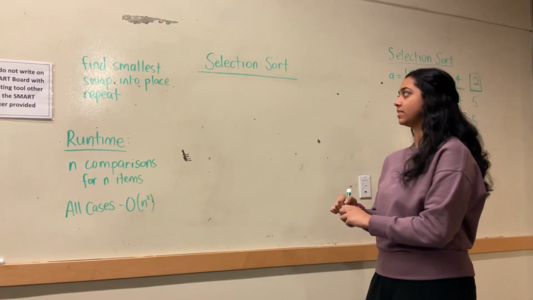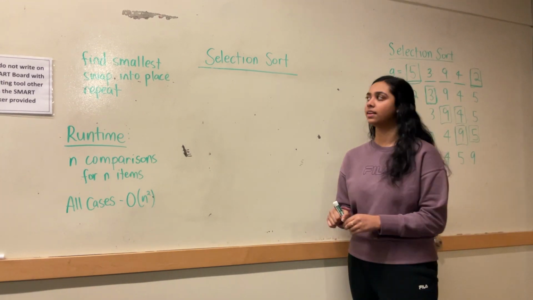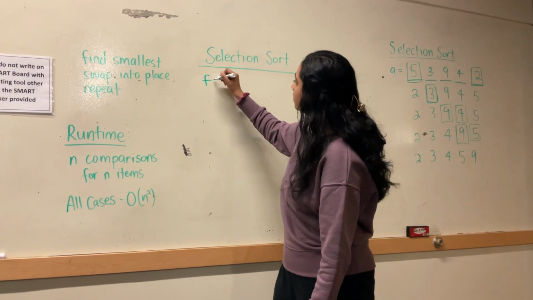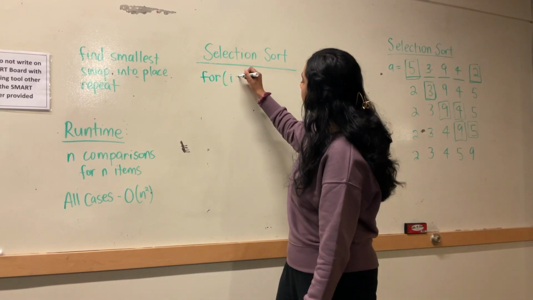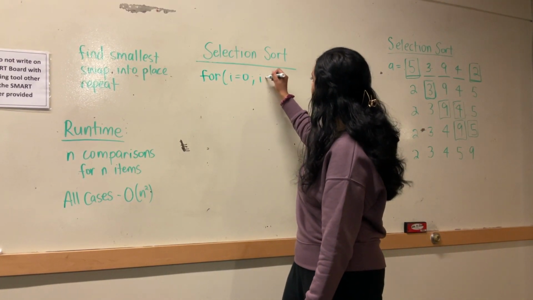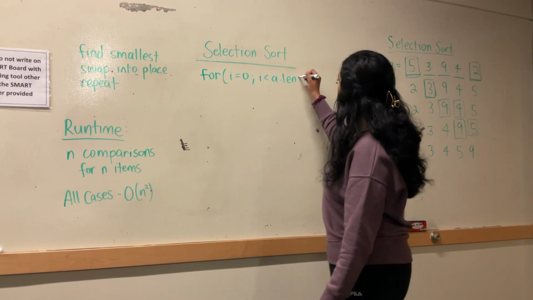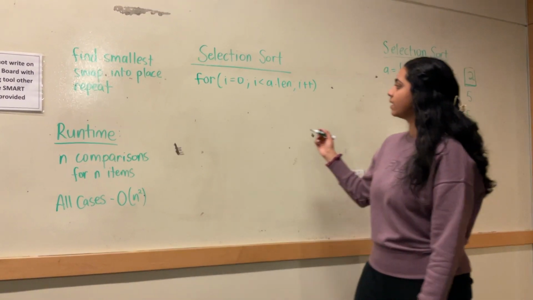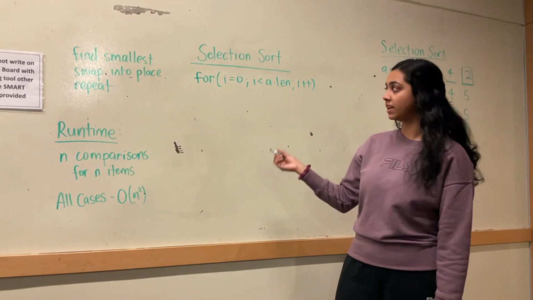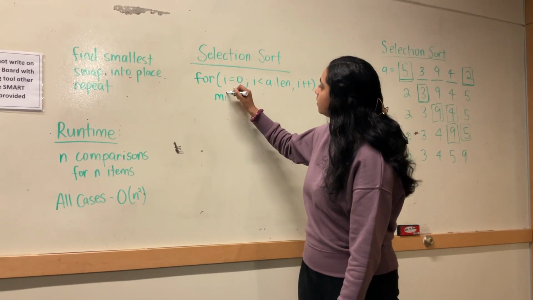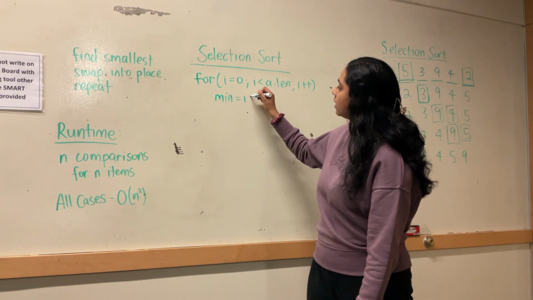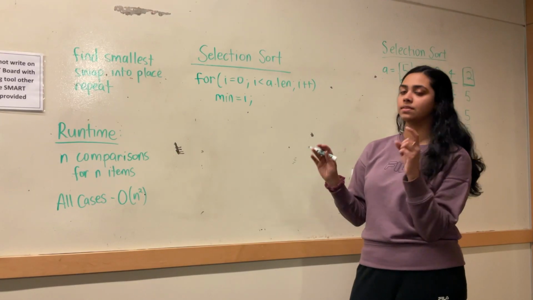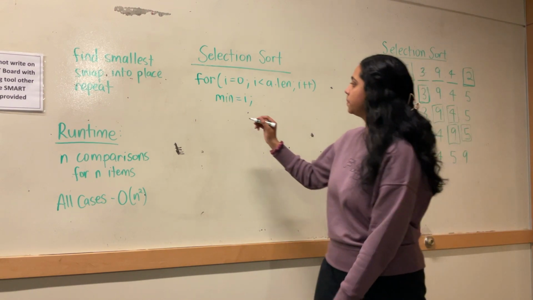Now let's look at the pseudocode for selection sort. So as we saw earlier, we need a for loop to go through the entire array. So this would go through the entire array, and then we need a placeholder for the minimum value. So we could do that and set that equal to i. And then because we're comparing one value to the rest of the array, we need a nested for loop.